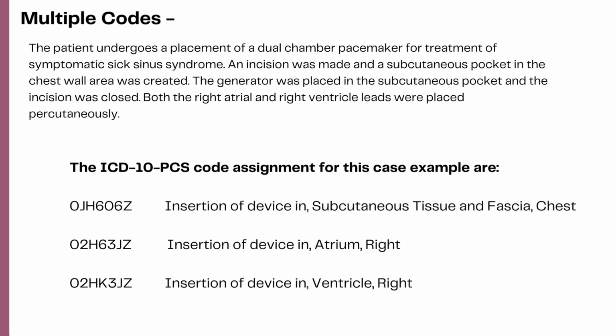Okay, so that would require three codes: one for the pacemaker or the battery, the second code is for the insertion of the right atrial lead in this case, and the third code is for the insertion of the right ventricular lead. So let's look at each of these codes separately.